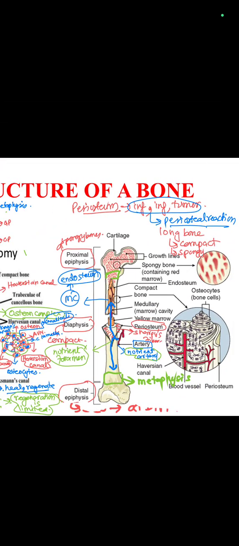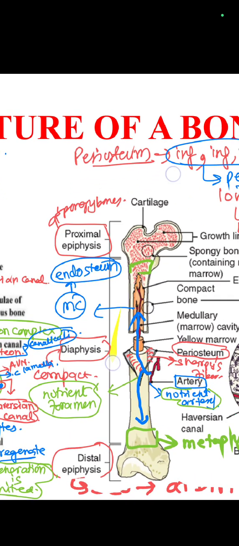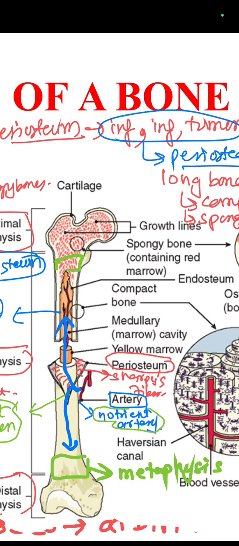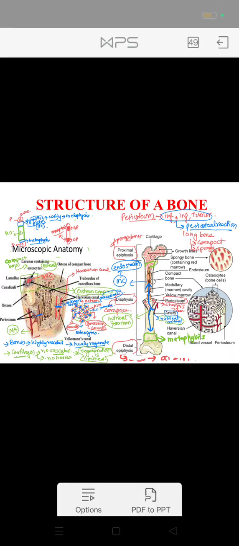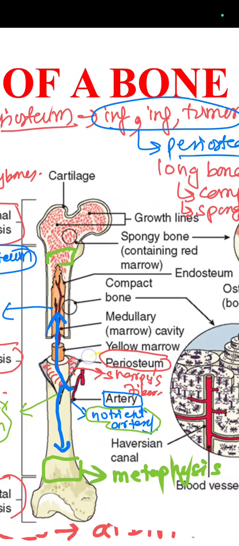In the whole bone we will see the cartilage, proximal epiphysis, and the growth lines. These are the growth lines here. The spongy bone inside the compact bone, medullary bone marrow, yellow marrow, and periosteum. The outermost part is the periosteum. Sharpey's fibers are present inside the periosteum.